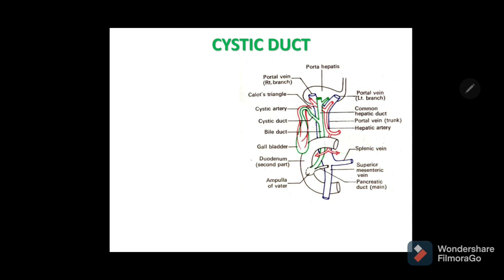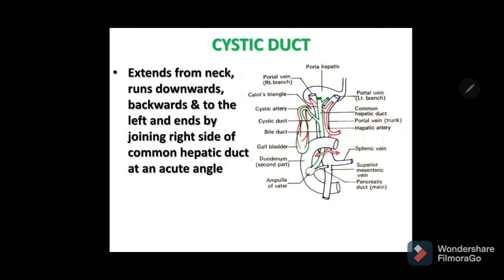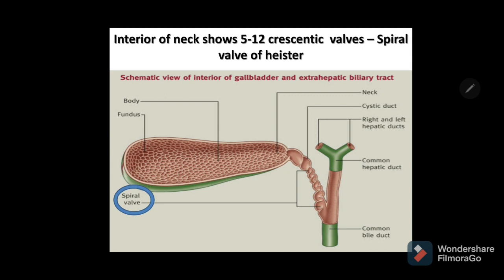Then coming to the next component of the extrahepatic biliary apparatus, that is the cystic duct. It extends from the neck, runs downwards and backwards to the left to join with the common hepatic duct. It joins the hepatic duct at an acute angle, that you can notice here. You have already seen a specimen. It forms an acute angle here between the cystic duct and the hepatic duct. It measures 3 to 4 centimeters in length and 2 millimeters in caliber. And the interior of the neck shows these spiral crescentic folds, that is called as spiral valves of Heister.